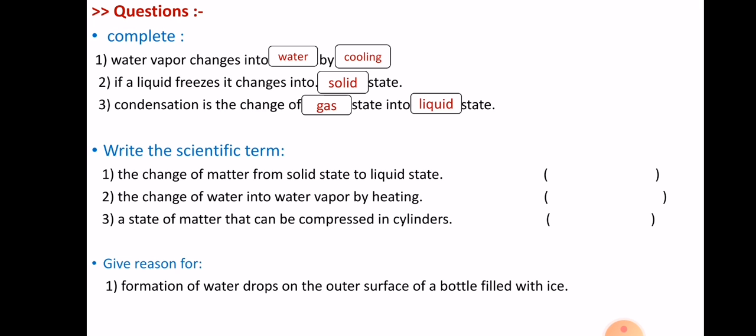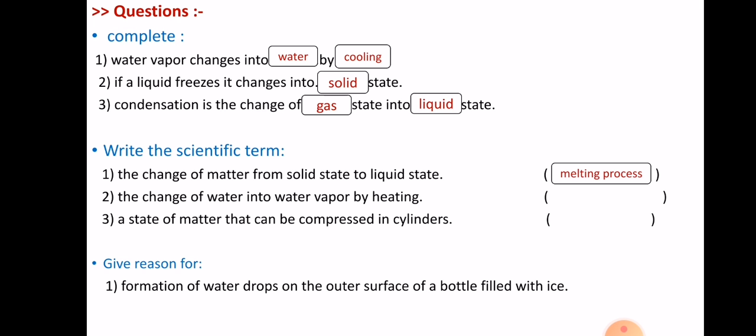Okay, let's move to the second kind of questions, which is write the scientific term. I will give you about 5 seconds to think about the answer with me. Question number 1 says: the change of matter from solid state to liquid state. This process is called melting process.